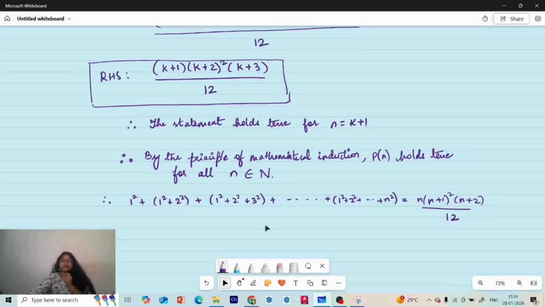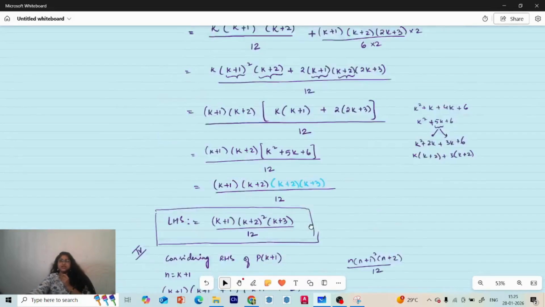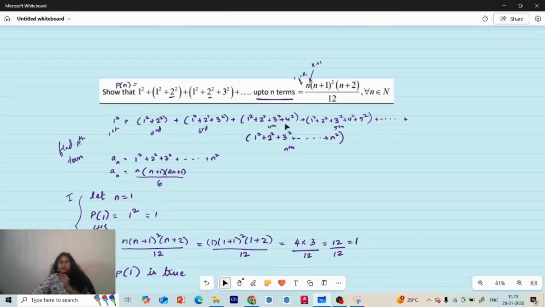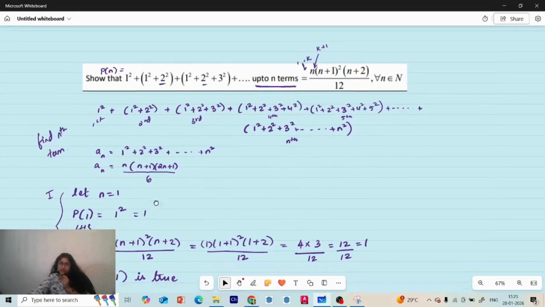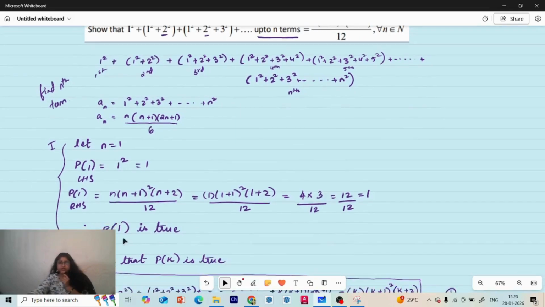Okay, and that's it. There's your problem. Easy, right? So first what we did was we found out the nth term. When n is not given, you find out the nth term, and once that is done, you have 4 parts of the problem. First, we find p of 1. In place of n, substitute 1 and find out p of 1. It is going to be true, so you'll write p of 1 is true.